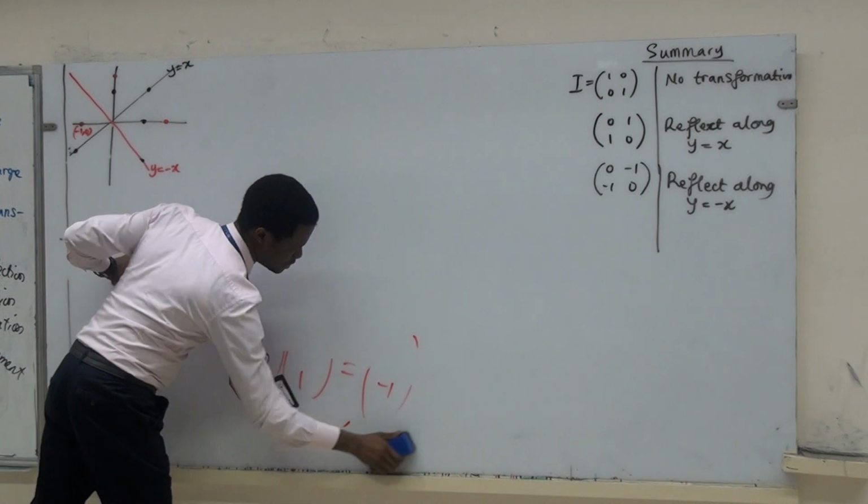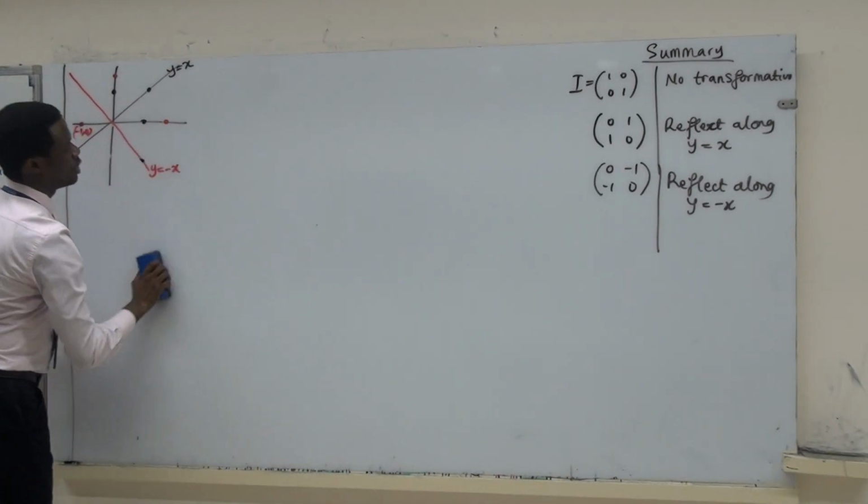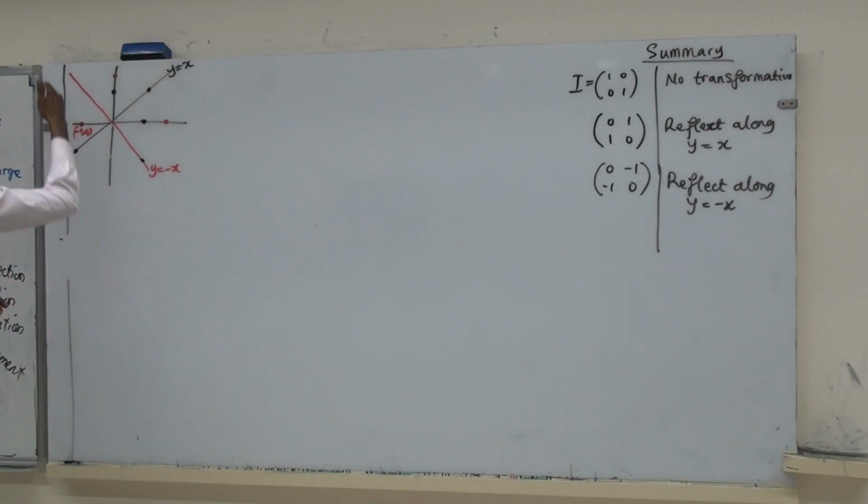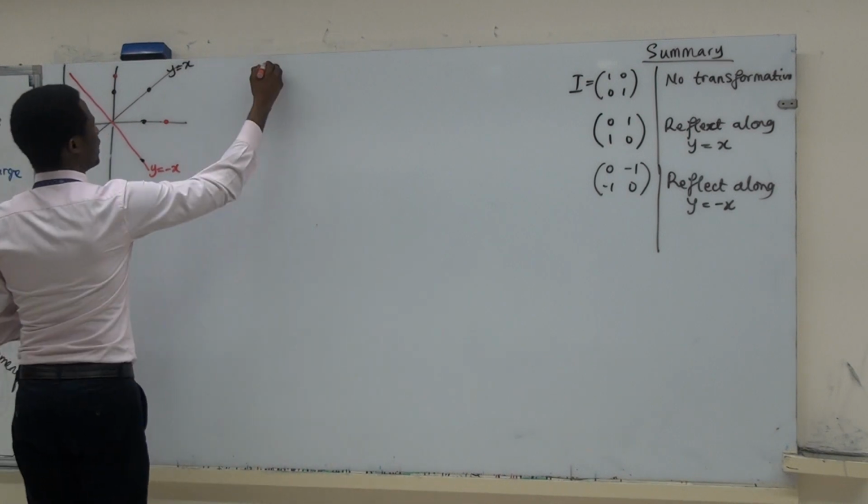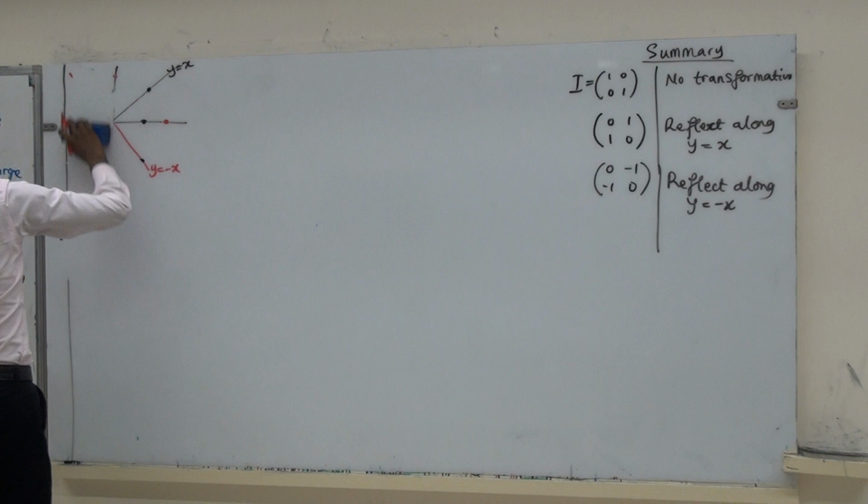Anyway, so if you do not reflect this way, you do not reflect this way, there are two other ways we can reflect. What other ways are those? X-axis and Y-axis. Okay, so let's see. Let's sketch this again.